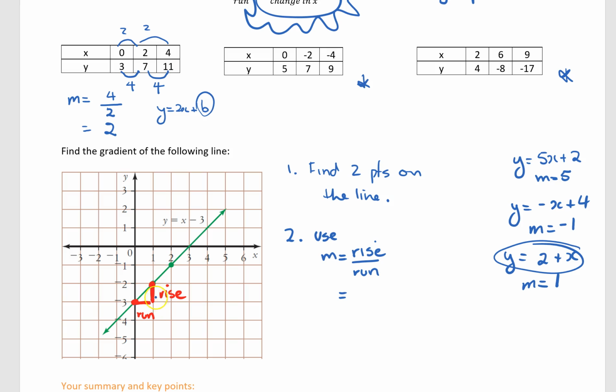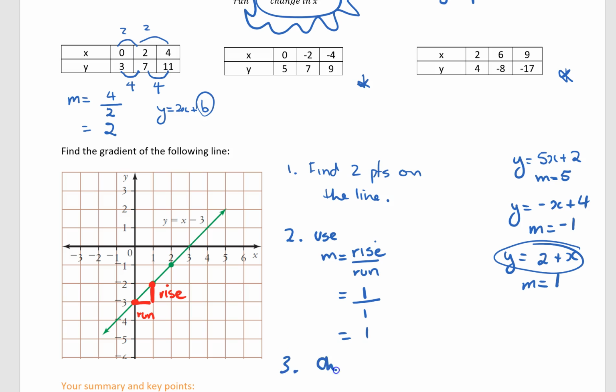The rise, it's a positive rise. We've gone from -3 up to -2. That is a positive one. Over, and how far did we run? We went from x is 0 across to x is 1. So the gradient is 1.